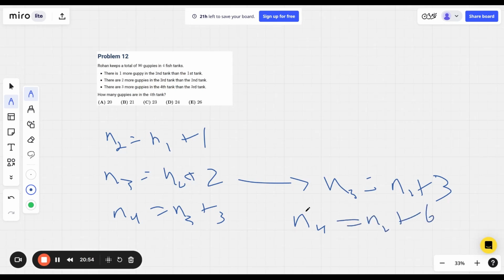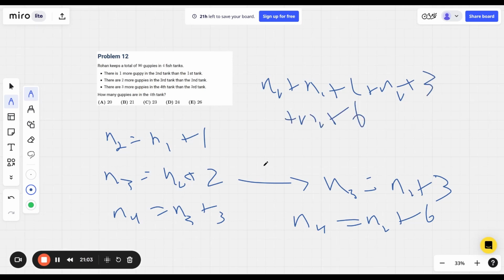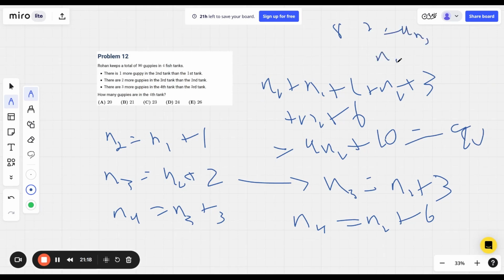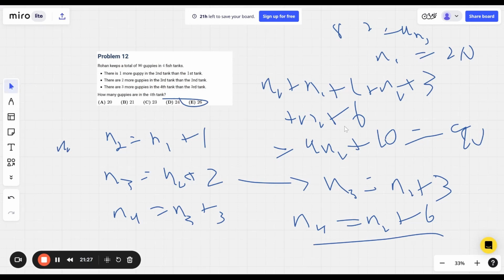So adding them all, we have n1 plus n1 plus 1 plus n1 plus 3 plus n1 plus 6, which equals 4n1 plus 10. And then that equals 90. So 80 equals 4n1, and n1 equals 20, and we have n4 over here equals n1 plus 6. So 20 plus 6 is 26, which gives us E.